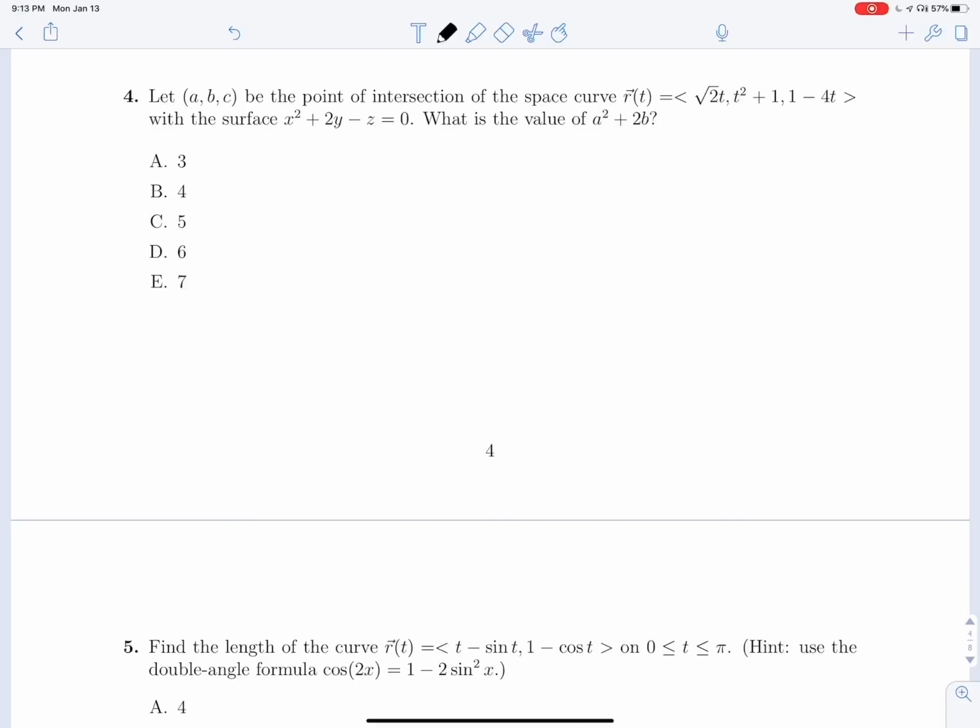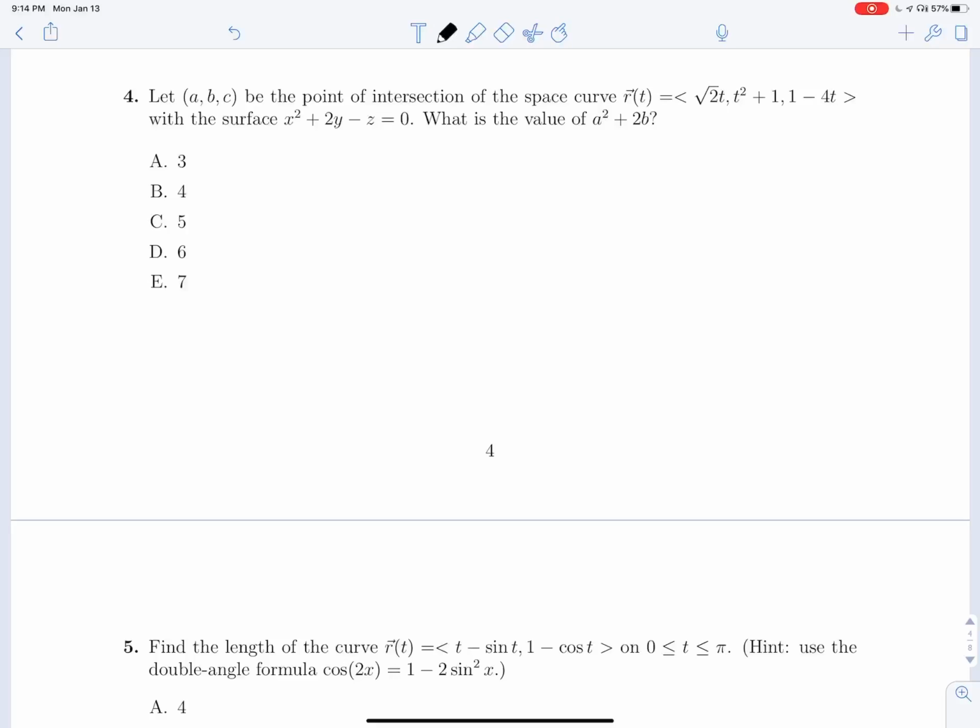Let ABC be the point of intersection of the space curve. It always makes me feel cool when they say space curve. I don't know why. R of t is all of that, a vector valued function, with the surface. So this is a little bit of a cryptic question. It's unclear what they really want you to do, but in the end, it's actually a lot easier than you would think.